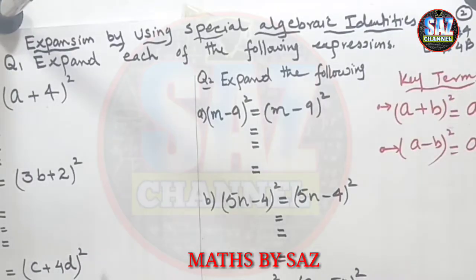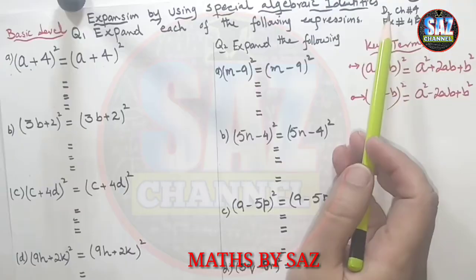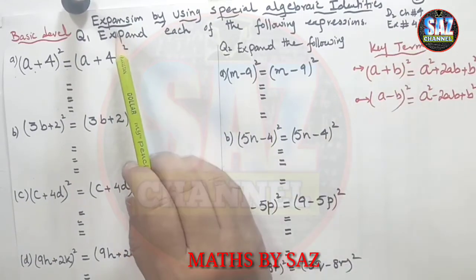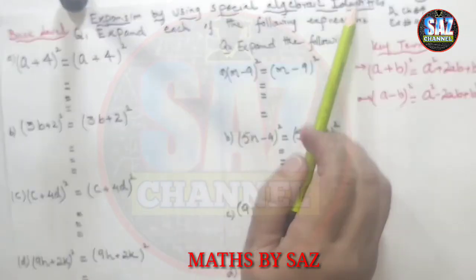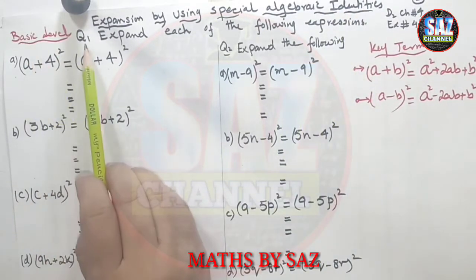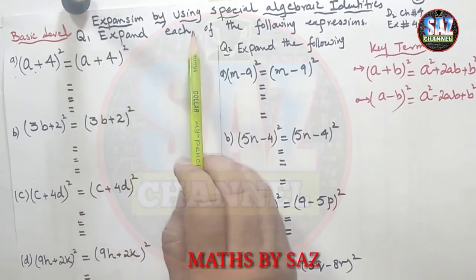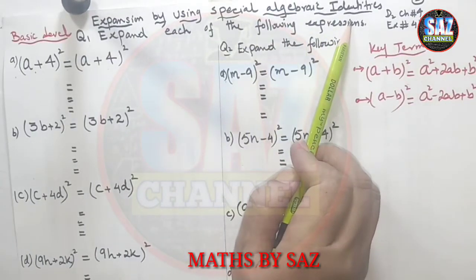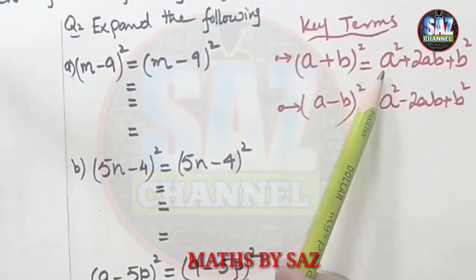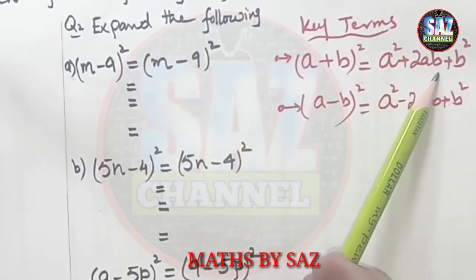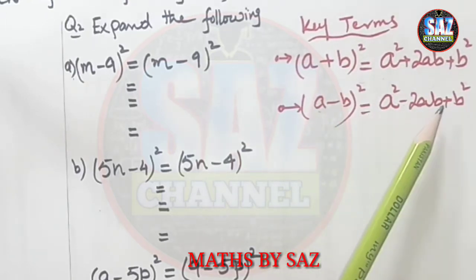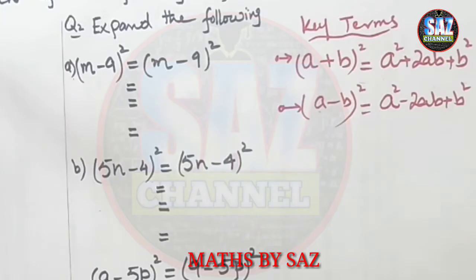Welcome to Maths by SAS. This is my second lesson of D2 chapter 4, exercise 4b, that is for expansions by using special algebraic identities. In this lesson I will solve basic level question number 1 that says expand each of the following expressions. The identities applied in the lesson are (a + b) whole square equals a square plus 2ab plus b square, and (a − b) whole square equals a square minus 2ab plus b square. Let's move to the question.